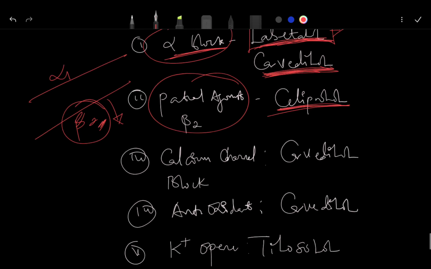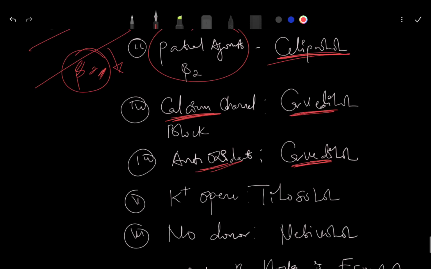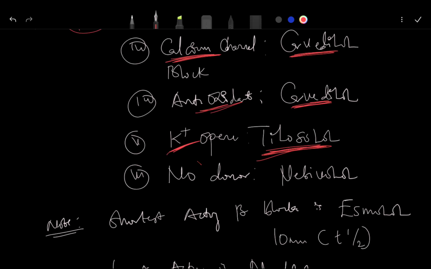Then some also act as calcium channel blockers. Here we have carvedilol. This same carvedilol can act as an antioxidant, so that's also part of the reason why it's a vasodilatory agent. Then we also have the one that opens potassium channels. Here we have tilisolol, the only one here. Then lastly we have a nitric oxide donor, that is nebivolol. So take note of that.